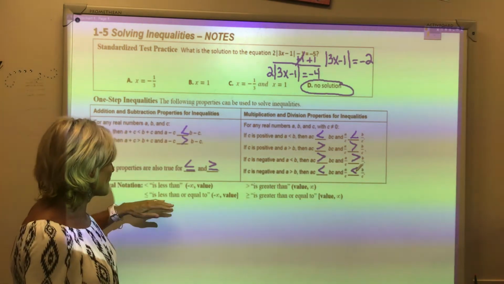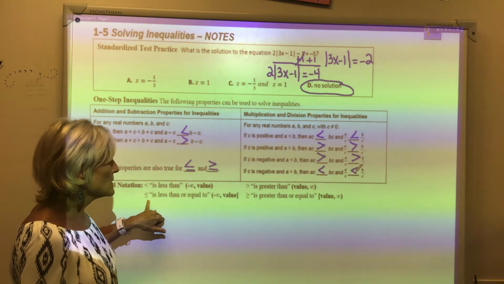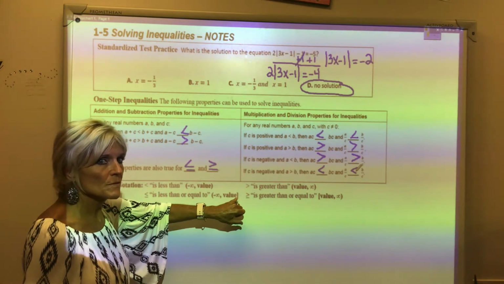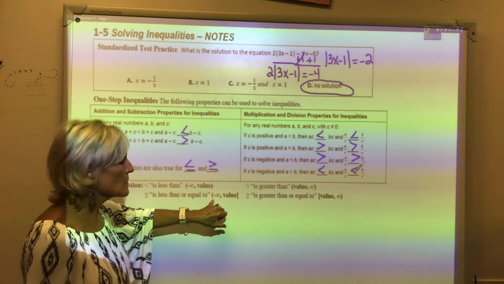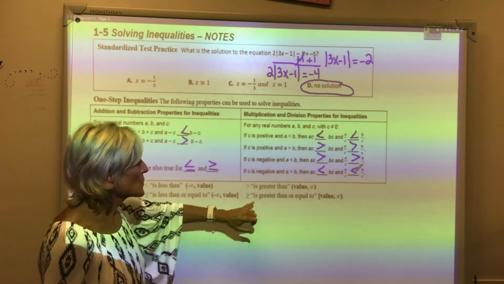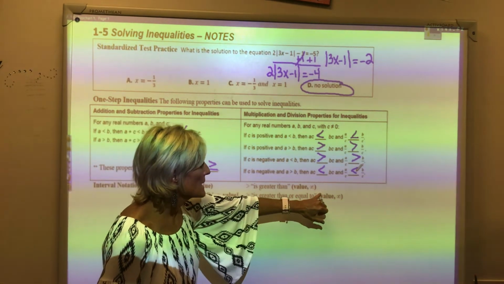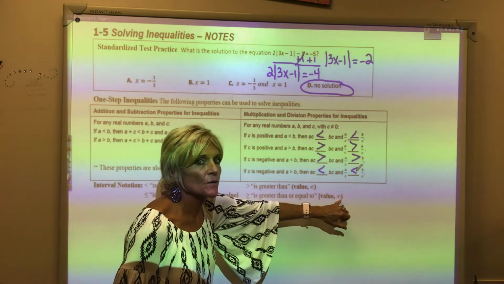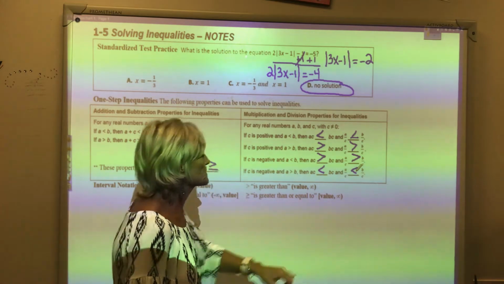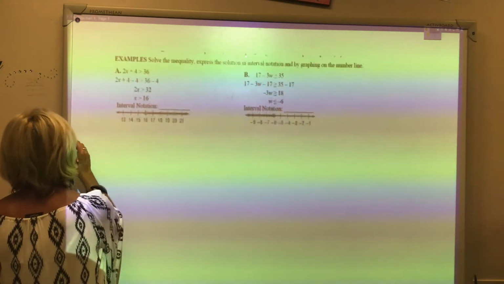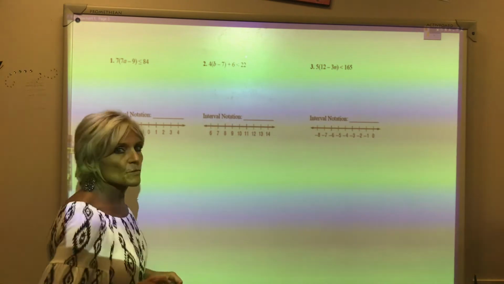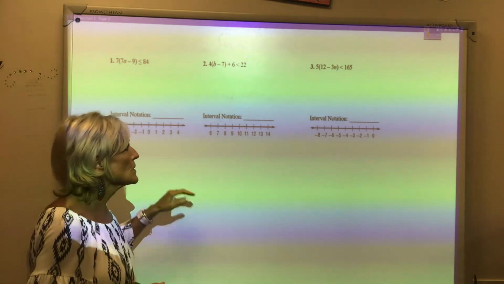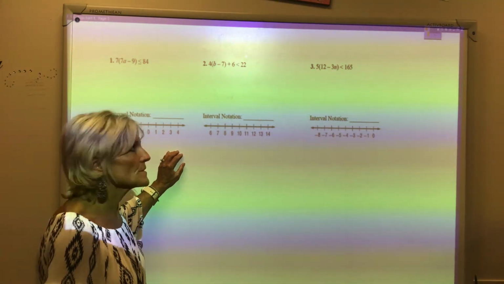If we have less than or equal to, we change the parenthesis to a bracket around just the value. The infinity will always be in a parenthesis. Greater than or equal to, again, the bracket is around the value, but the parenthesis always goes around infinity. Okay, so we're going to solve and then express our answers with interval notation. We'll let the number line help us to do this.